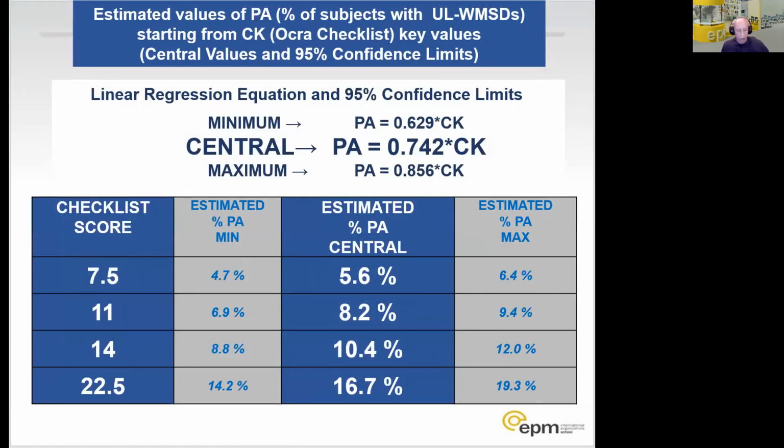Just to see, if you obtain an OCRA checklist score of 14, you may forecast that your population will be affected, starting from 8.8 to 12, with a mean value of 10.4, by one or more upper limb disorders.